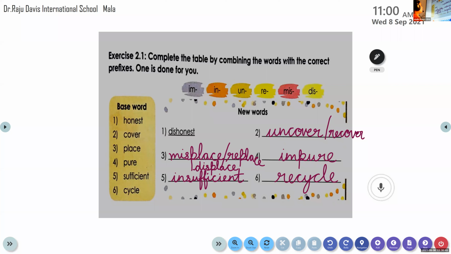Come on, write all these. Did you complete the work? Yes, ma'am, I completed my work. Okay, very good. Those who have completed, take exercise 2.2 on the same page. Ma'am, I took it. Okay, Ameya, mute your device now.